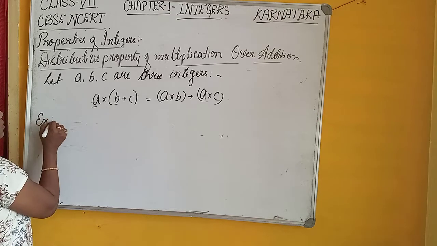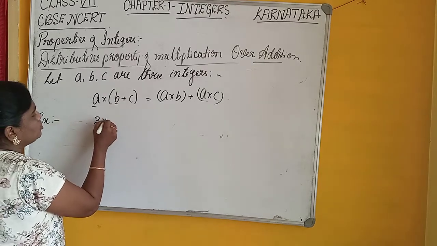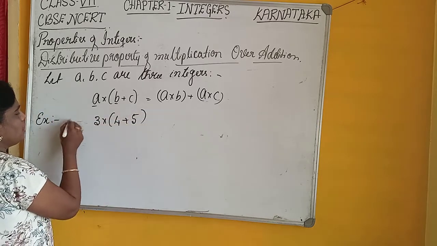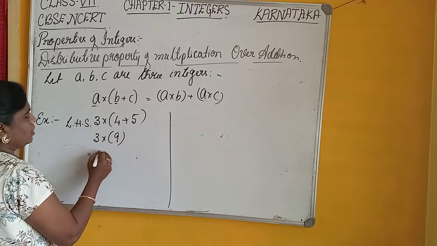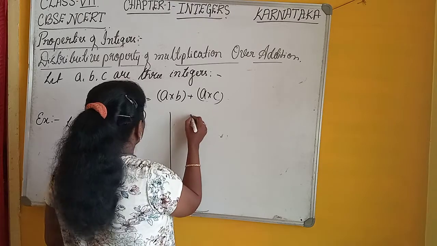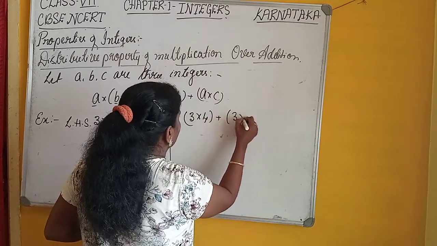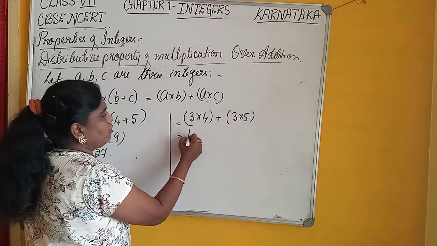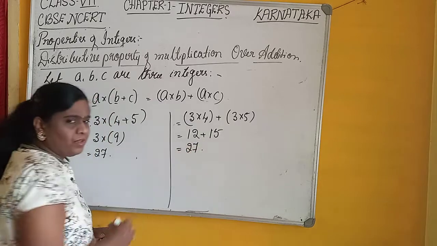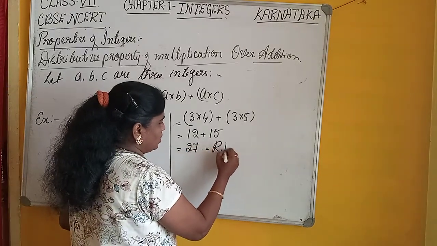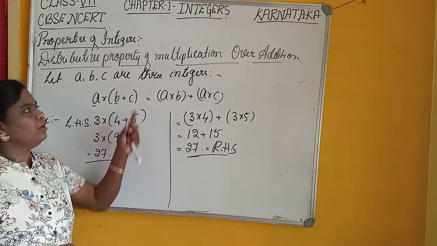Let three integers be, taking very simple ones, 3, 4, 5. Okay. 3 into 4 plus 5. This is LHS. Solving for this, that is 3 into the sum of 5 plus 4, which is 9, 27. And the RHS part: 3 into 4 plus 3 into 5. Okay, what will we get? That is equal to 3 4s are 12 plus 5 3s are 15. If you add, you will get 27. Understood? Here, LHS is equal to RHS. The distributive property is verified over addition.